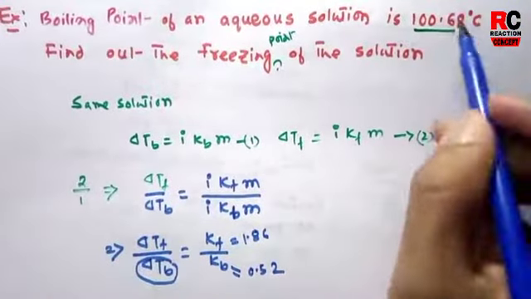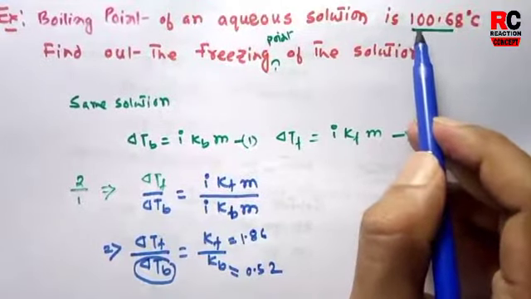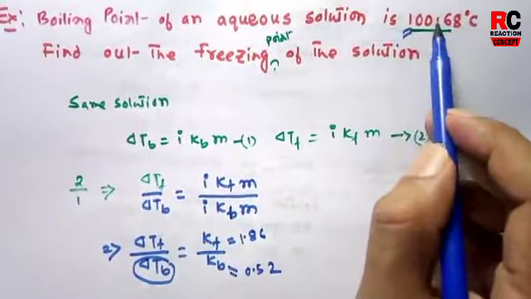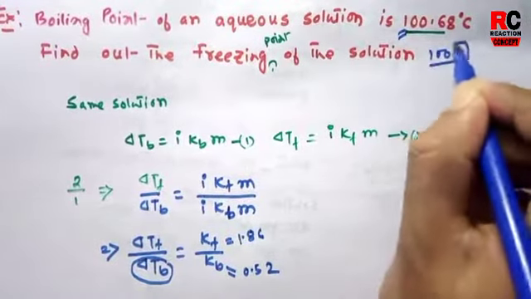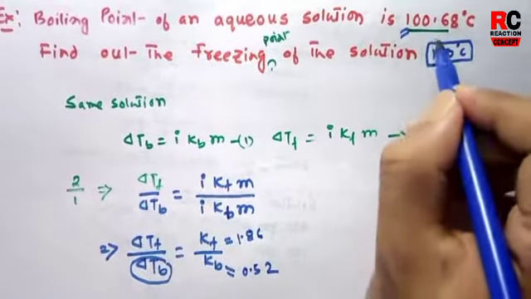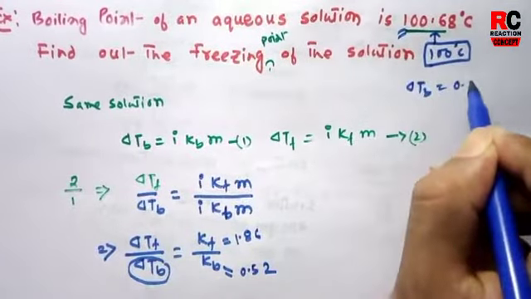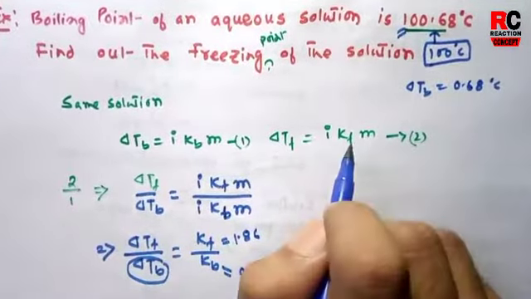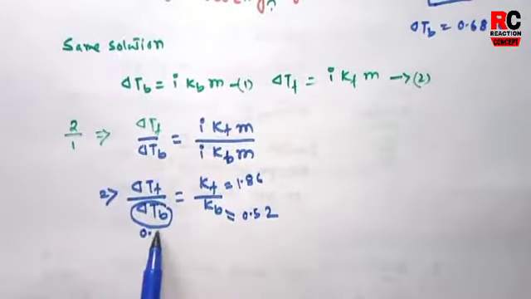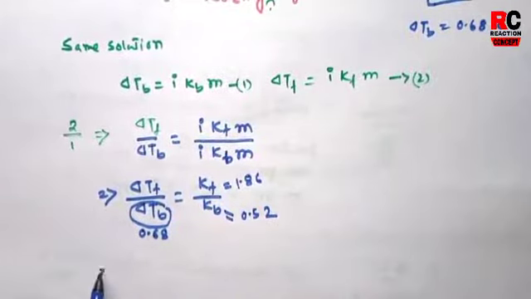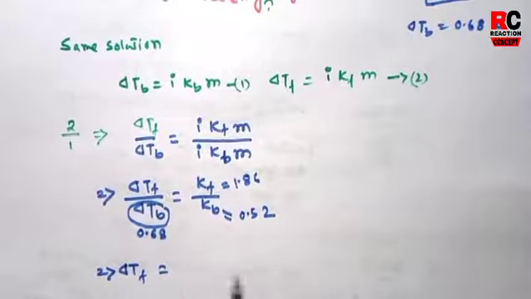Here the boiling point of the solution is 100.68, that is, from 100 degrees Celsius, the boiling point of the pure solvent water, it is increased to 100.68. Therefore ΔTb here is 0.68 degrees Celsius. So we can put ΔTb as 0.68.